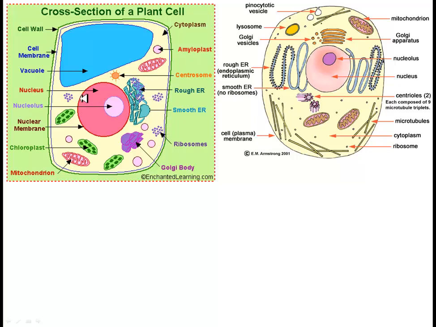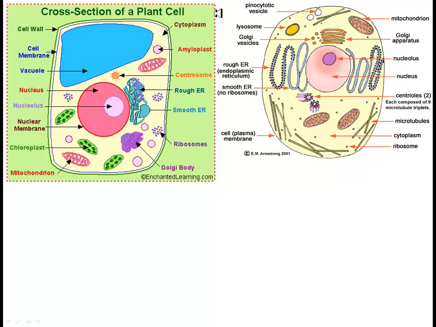So we have free-floating ribosomes, which you can see in the cytoplasm, and you can see the ones stuck to the endoplasmic reticulum. They can actually work with proteins and put them inside this endoplasmic reticulum to transport them around. Then we have centrosomes. Then we have amyloplasts, which we didn't talk about, neither one of those. And then we have the cytoplasm or cytosol.